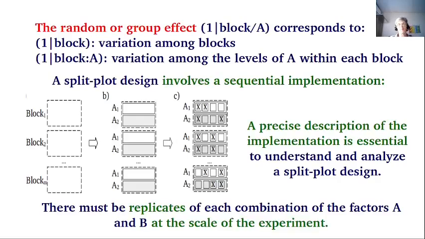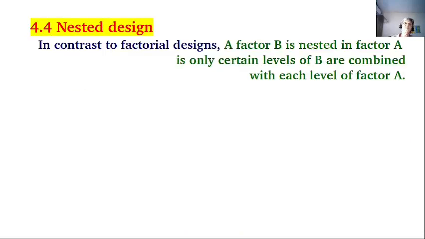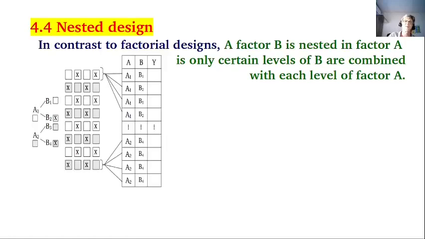I recall that there must be replicates of each combination of factor A and B at the scale of the experiment if we are going to estimate the interaction between these two experimental factors. The nested design, in contrast to the factorial design: a factor B is nested in factor A only if certain levels of factor B are combined with each level of factor A. This is going to be shown simpler in the design.